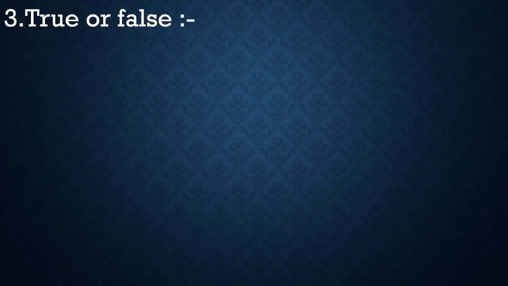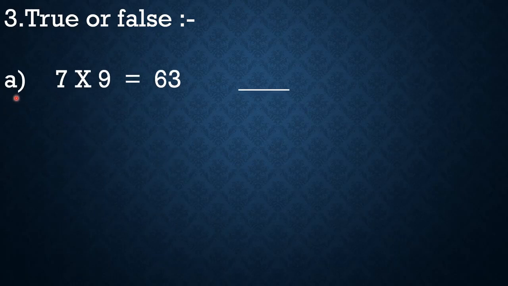Now in question number 3, it is given write true or false. So beta, here true means sahi or false means galat. So which statement is correct, we will write true, and which statement is wrong, we will write false. Okay, so let's start. So here in A part, it is given 7 multiplied by 9 is equal to 63.